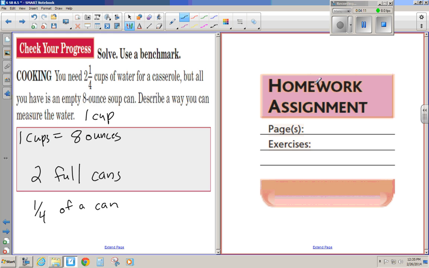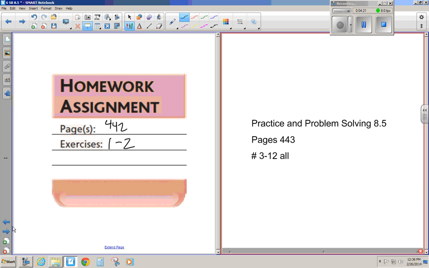I want you to do on page 442, I want you to do problems 1 and 2. All right, try those 2 problems out, and in class, we'll do the rest of them. Good luck.